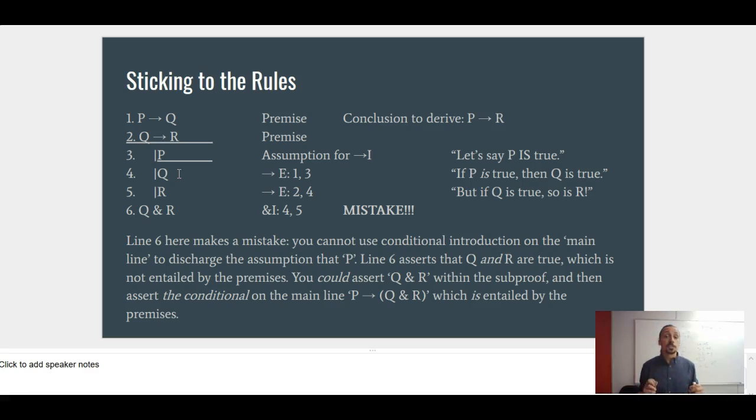However, you could assert if P then both Q and R. If you extended the subproof and did conjunction introduction on lines 4 and 5, then I would get Q and R, then if P, then Q and R. That is entailed by the premises, but not Q and R itself. So line 6 here is a mistake.